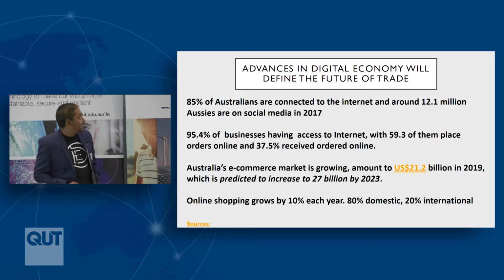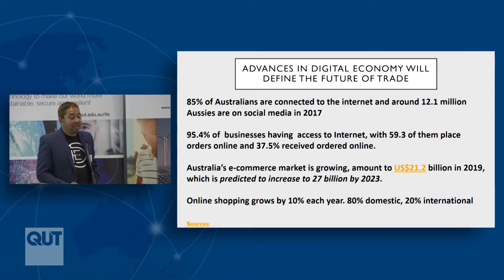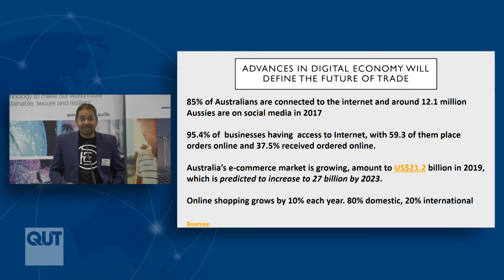85% of Australians are connected to the internet, and around 12.1 million Aussies were on social media in 2017. We know that about 95% of businesses had internet access in 2017. That might be 100% now. And 59.3% of them place orders online, and about 37% receive orders online. We know that the Australian e-commerce market is growing at a rapid pace.